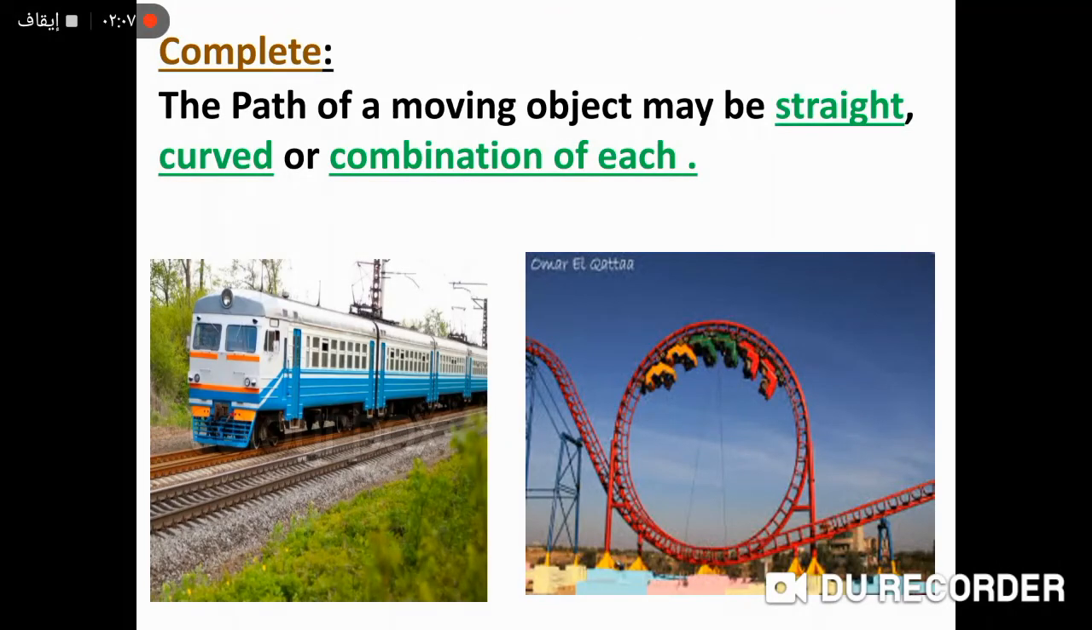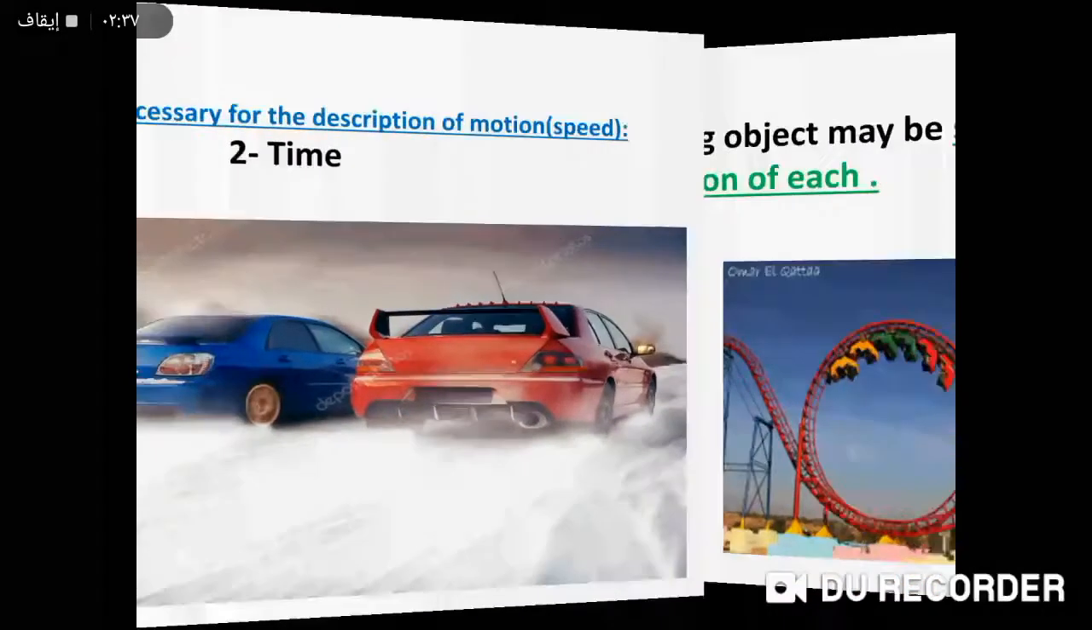The path of a moving object may be... Path means the way that the object takes during its moving. The path of a moving object may be straight or curved or a combination of each. Here there is a question. Complete: the path of a moving object may be space or space. We will answer: straight or curved or a combination of each.